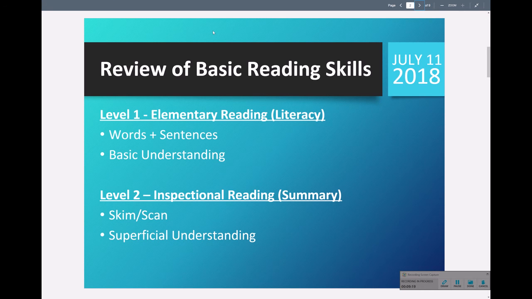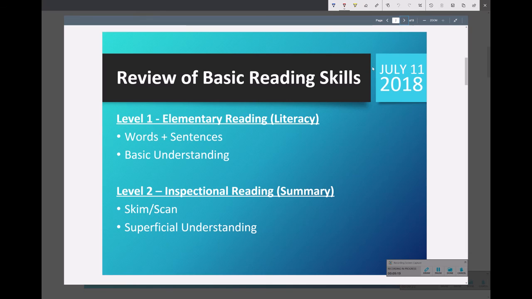Level 2. Level 2 assumes that you know what the words mean and you're inspecting the different articles that you're reading. In other words, you're skimming and scanning the articles that you're reading. And this results in a superficial understanding. In fact, when you skim and scan, you're not even looking at everything. Remember in level 1, I was reading every word that I see from left to right, which is like scanning.